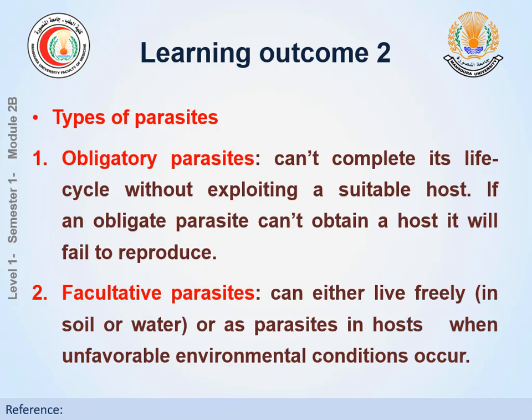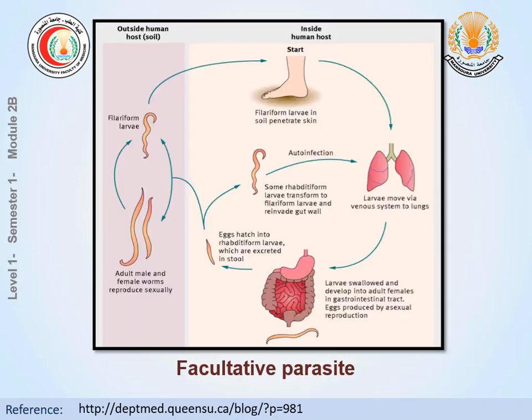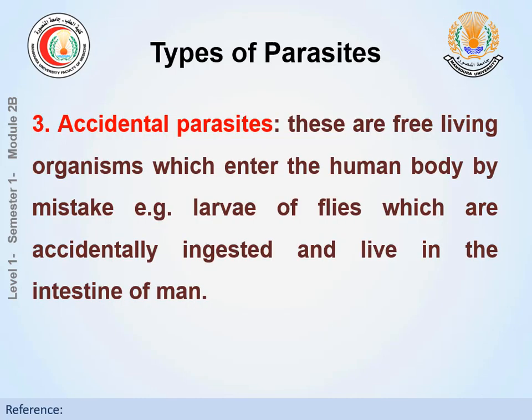Okay, this takes us to the different types of parasites. We have 8 types. The obligatory parasite, compared to the facultative, cannot complete its life cycle without a suitable host, while the facultative parasite can live freely in soil or water when environmental conditions are favorable. Can you see the rings inside the RBCs? These are the plasmodia causing malaria, an example of an obligatory parasite. In this slide, you can observe the parasite has the ability to live freely in the environment, hence named a facultative parasite. The third is the accidental parasite.